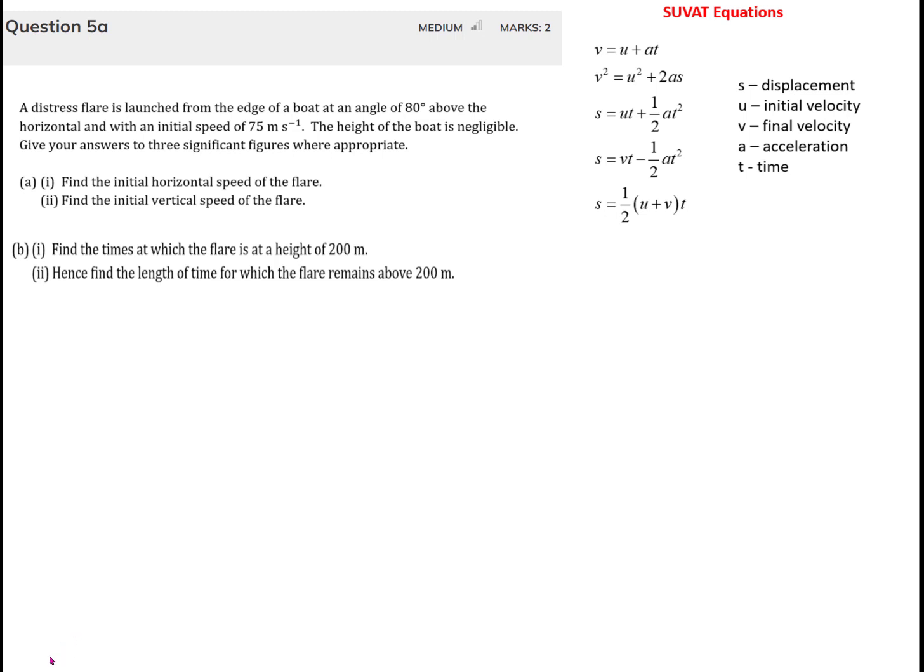Okay, let's look at this projectiles question. Let's use a highlighter and look at the keywords. It's launched from the edge of a boat at an angle of 80 degrees above the horizontal. Initial speed of 75, so that is u. We can ignore the height of the boat and answer to 3 significant figures. That's all we need to know.